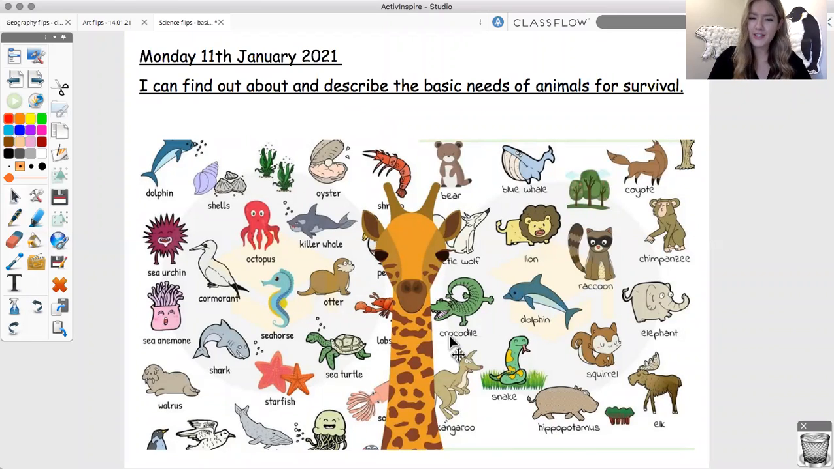I hope you like this picture of all of these beautiful different types of animals, because today we are going to be learning all about the basic needs of survival for animals.